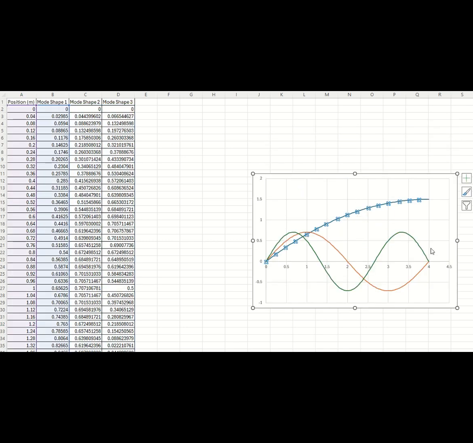It is maximum at the free end and 0 at the fixed end. And we can see this is the third mode shape. It has two nodes. And this is the second mode shape. It has one node at the middle. So we can see how this varies.